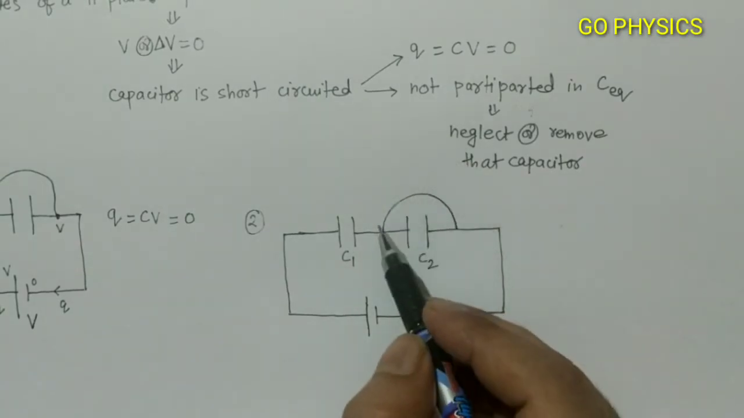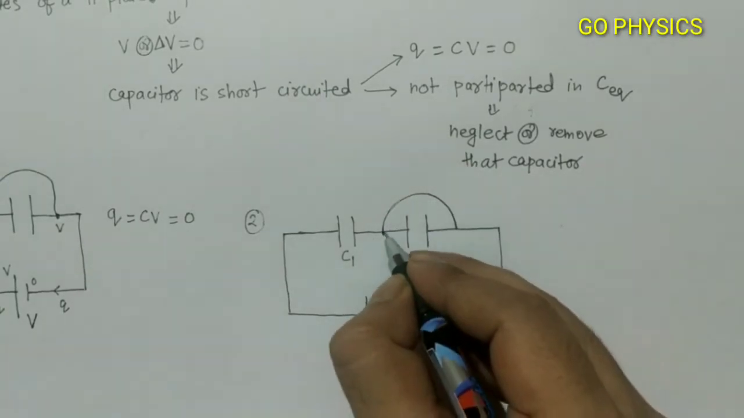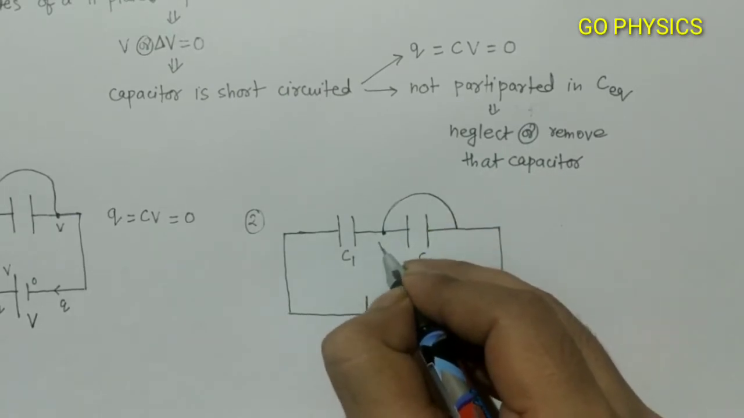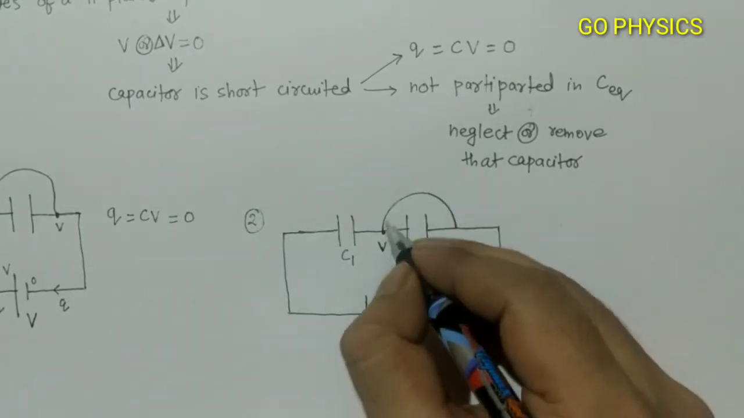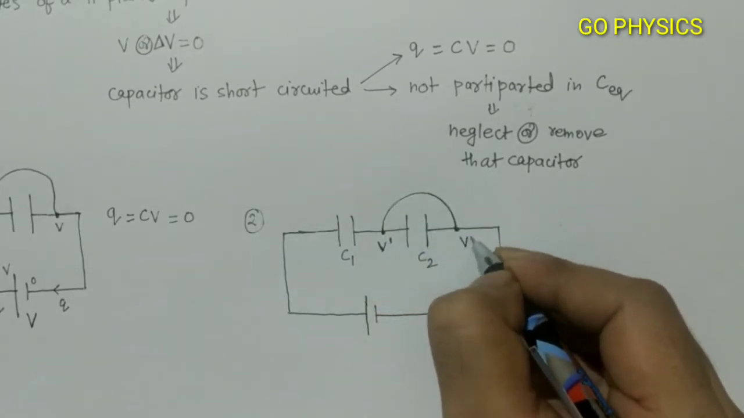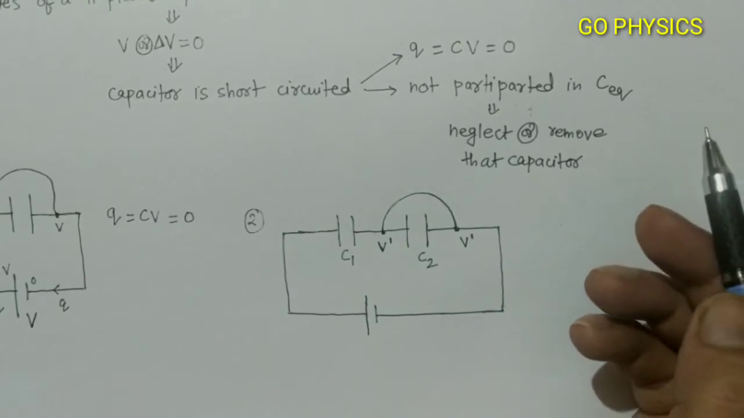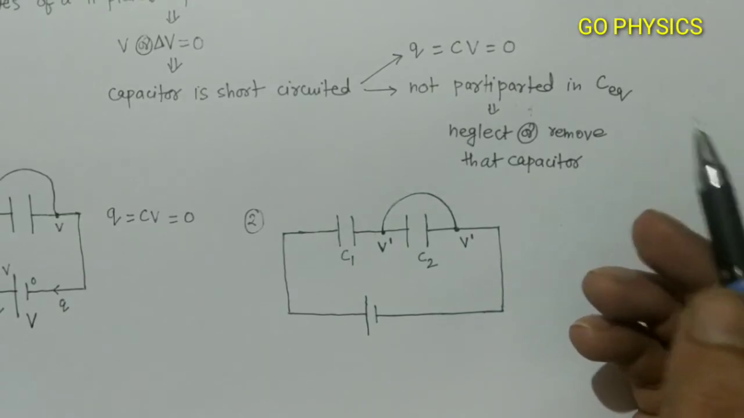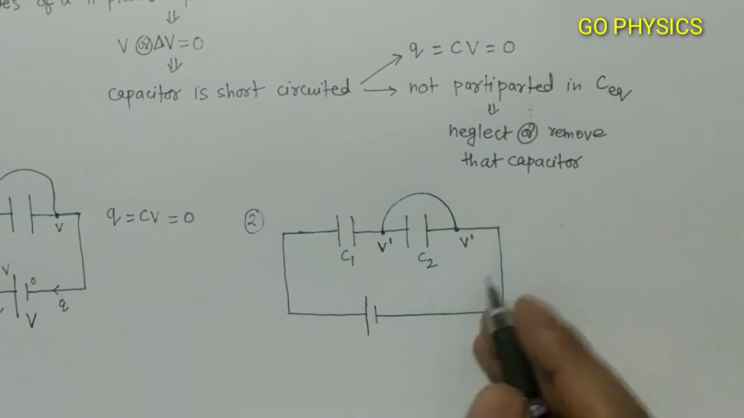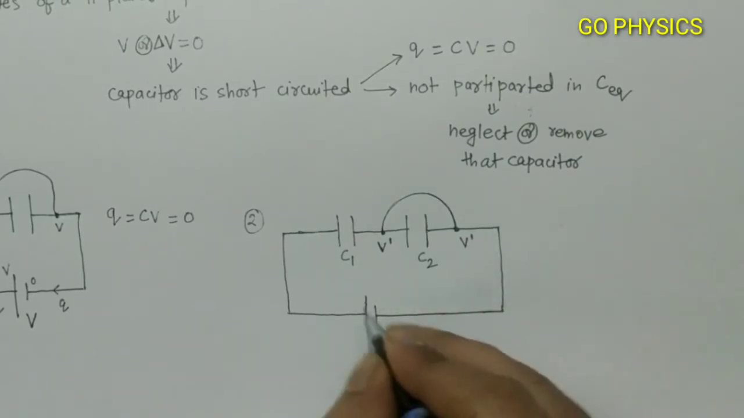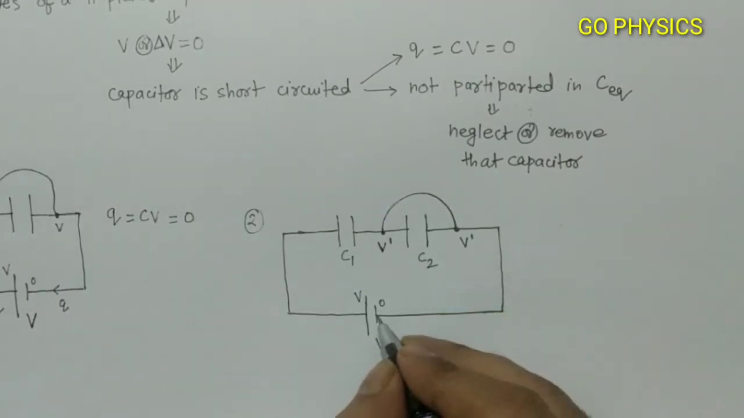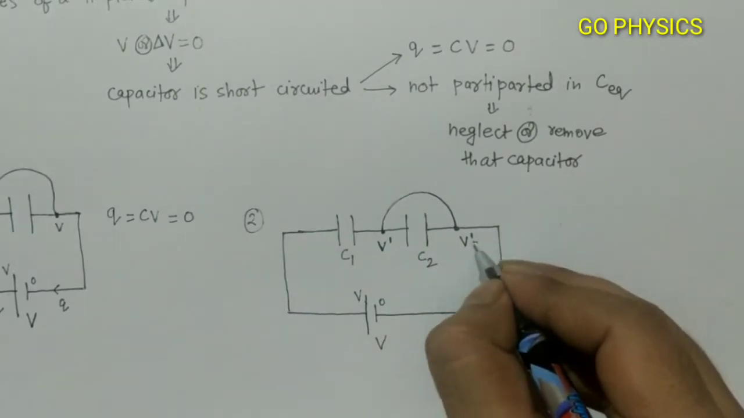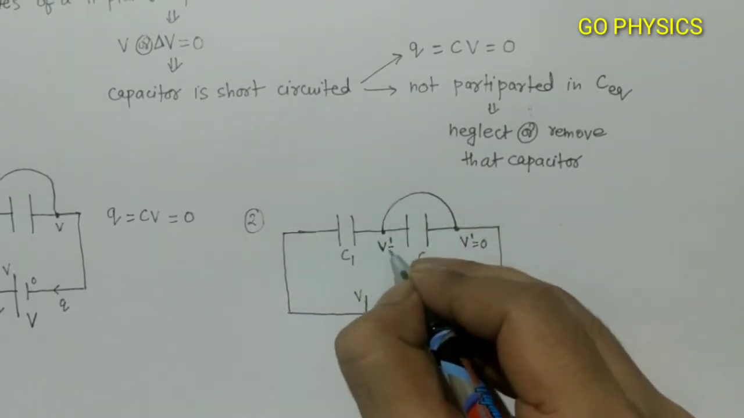Since if I consider the potential of this point as V dash, the potential of this point will also be V dash. And what is V dash? This battery has potential or voltage V, so the bigger plate will have V and the smaller will have 0. So as we move in this direction, V dash equals 0, and here also V dash equals 0.